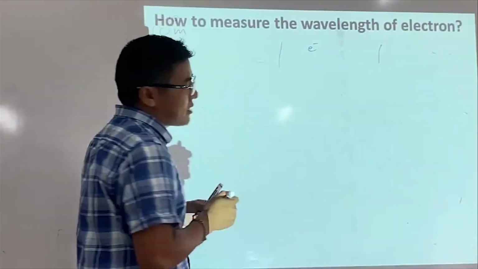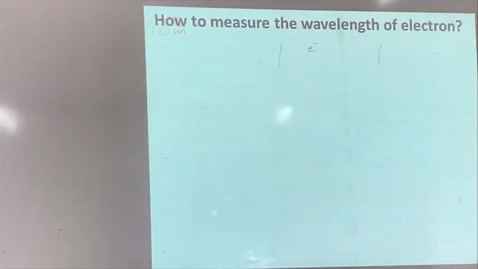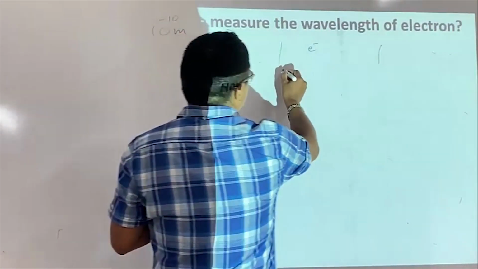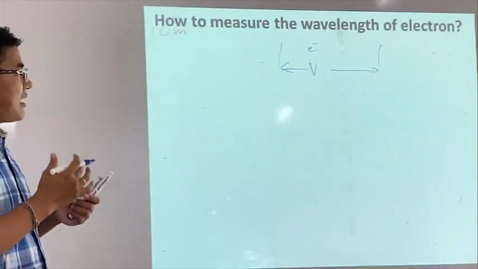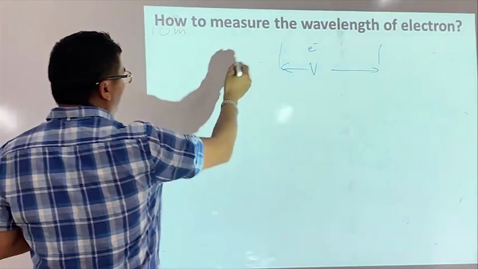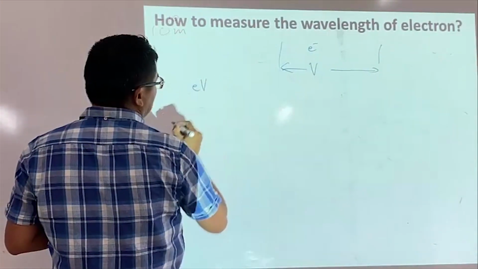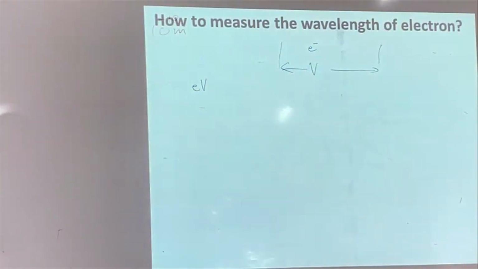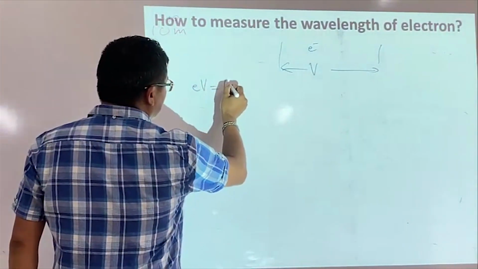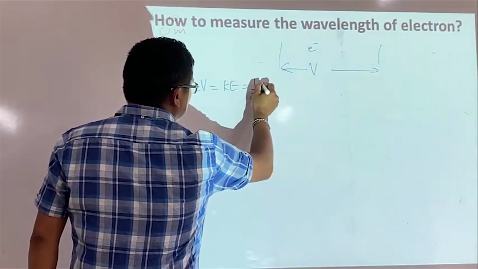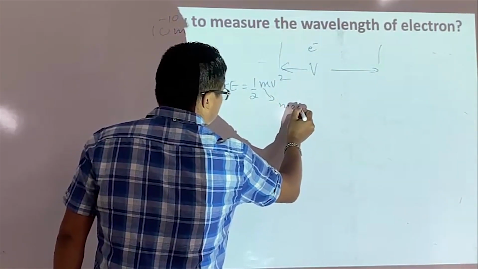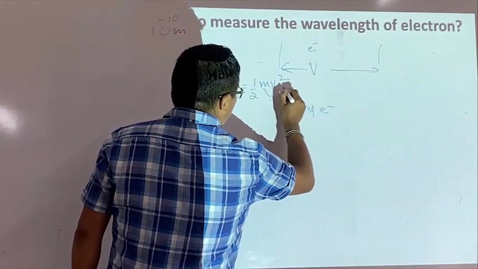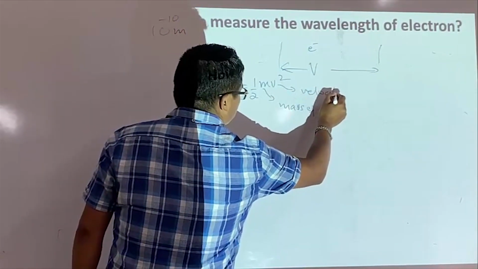Let's say this is the potential V. If the electron is accelerated with a potential V, then the amount of energy the electron has is eV. This energy is in the form of kinetic energy, which can be written as half m v squared, where m is the mass of the electron and v is the velocity of the electron.